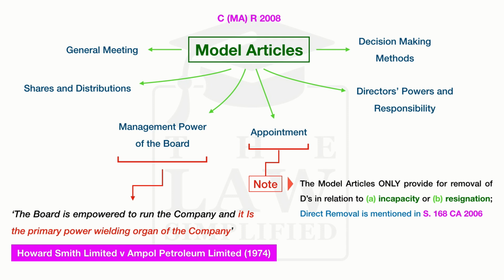On the other hand, the model articles, quite interestingly, only provide for the removal of such directors off a board in relation to some sort of incapacity which might have taken place or on the own volition of the director, in other words, by virtue of resignation. When you have to look at a direct removal process, you have to refer to Section 168 of the Companies Act of 2006.